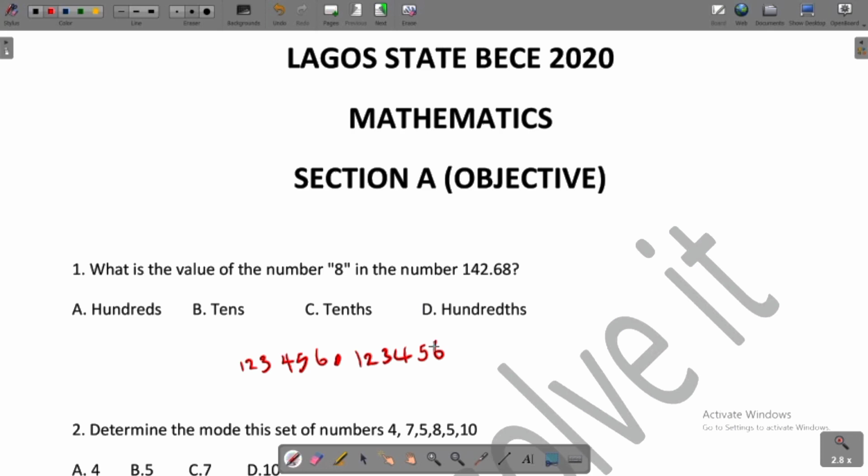For us to get the place value of these numbers before the decimal, we have 2 ways to understand that. One of the ways to understand this: if you can pronounce it, then it is easy for you to understand. If I want to pronounce this, I will say 123,000, 100 and 23,000, 400 and 56.